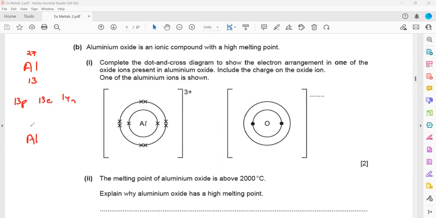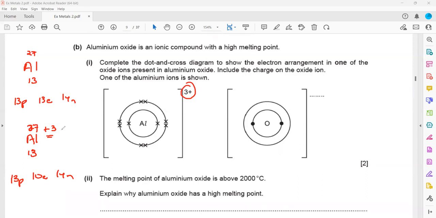But if we have an aluminum ion, it is plus 3, or 3 plus. So it will have 13 protons. How many electrons will there be? Because plus 3 means more protons than electrons. How many electrons? 10. So it will have 10 electrons and 14 neutrons.